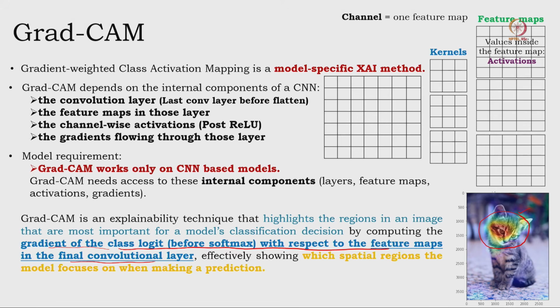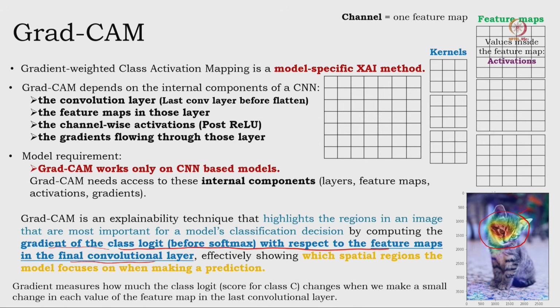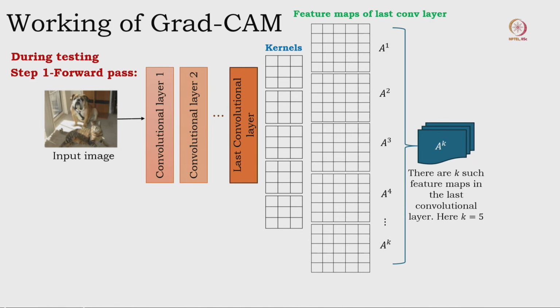Now, the gradient is always how the output changes when you make some change to the input. So here, how are we computing the gradients? We are computing the gradients using the class logit, and with respect to what? With respect to the feature map values of the last convolutional layer only. That is an important point here. With this, let us try to understand the working mechanism of Grad-CAM.